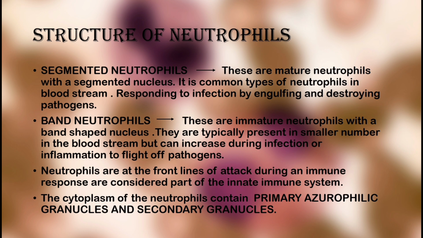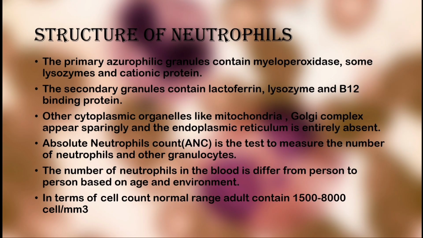The cytoplasm of neutrophils contains primary acidophilic granules and secondary granules. The primary granules contain myeloperoxidase, some lysozyme and cationic protein. The secondary granules contain lactoferrin, lysozyme and vitamin B12 binding protein. Other cytoplasmic organelles like mitochondria and Golgi complex appear sparingly, and the endoplasmic reticulum is entirely absent.